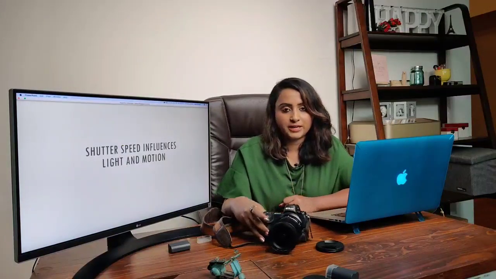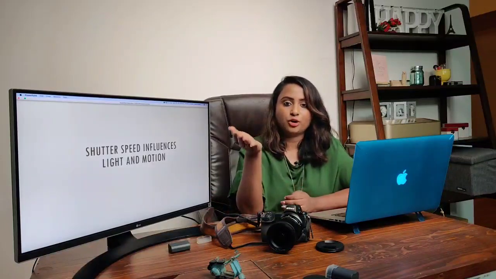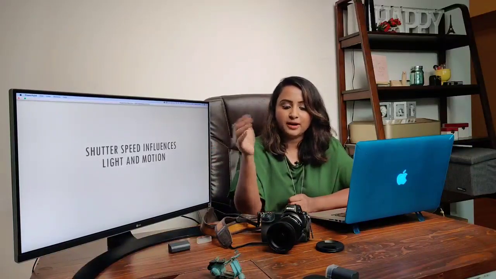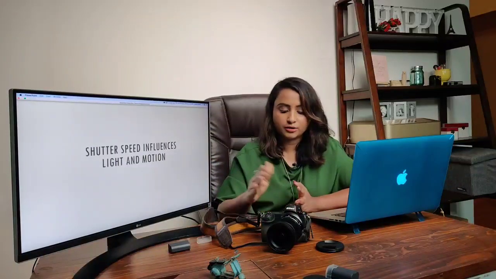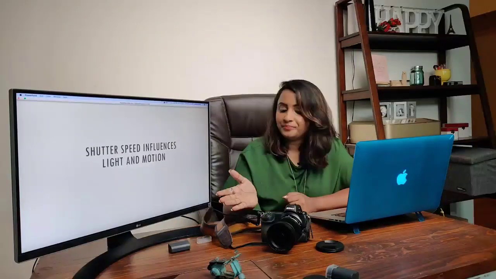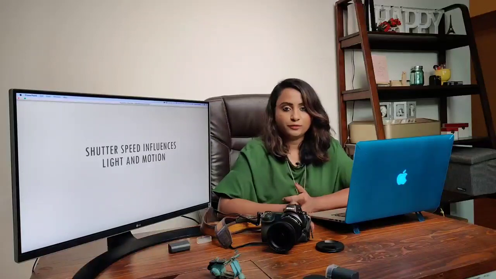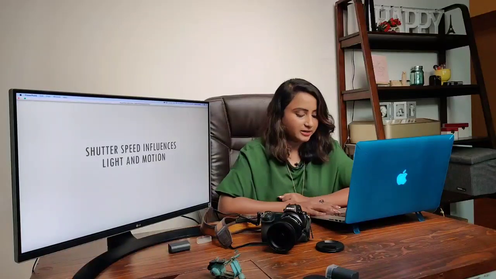like I said, shutter speed influences light, which is pretty straightforward, because shutter speed is the duration for which your sensor is exposed to light. So if you reduce the duration or increase the duration, it is obviously affecting the amount of light that is captured. So apart from light, shutter speed also influences motion. So we'll understand that here.